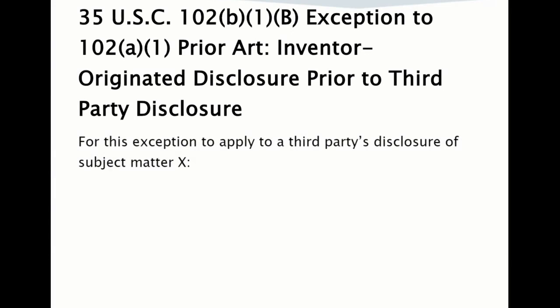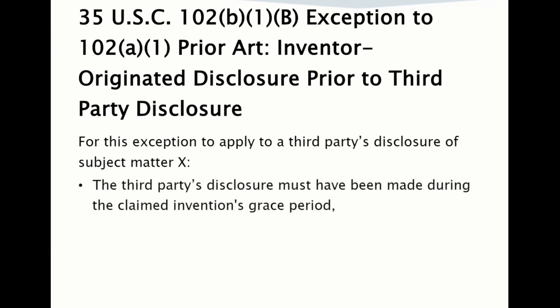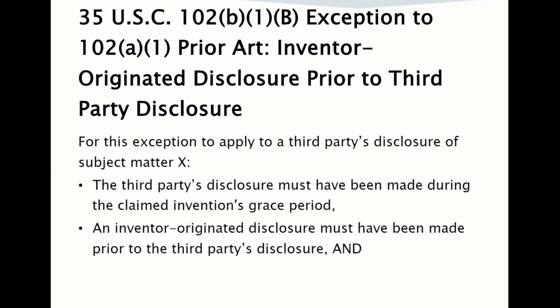The 102B1B exception applies to a 102A1 prior art when all three bullets are met: third-party disclosure during the grace period, inventor-originated disclosure must have been made prior to third party's disclosure, and both must have disclosed subject matter X. This may sound complicated, but it boils down to this.